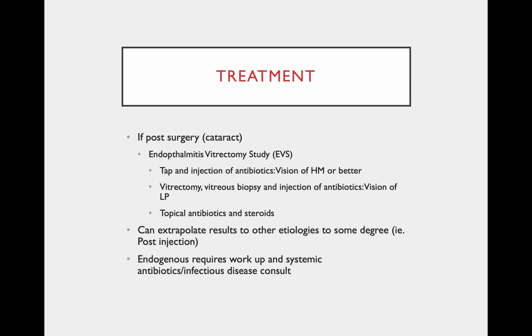Treatment, if you follow this study called the Endophthalmitis Vitrectomy Study, it kind of gave us some guidelines on what to do if the endophthalmitis is due to cataract surgery. We will tap and inject antibiotics if the vision is hand motion or better. If the vision is worse than that, then usually vitrectomy is indicated. And you can consider the use of topical antibiotics and steroids, and even oral antibiotics. You can extrapolate the results to some degree. However, in general, it's really a case-by-case basis.